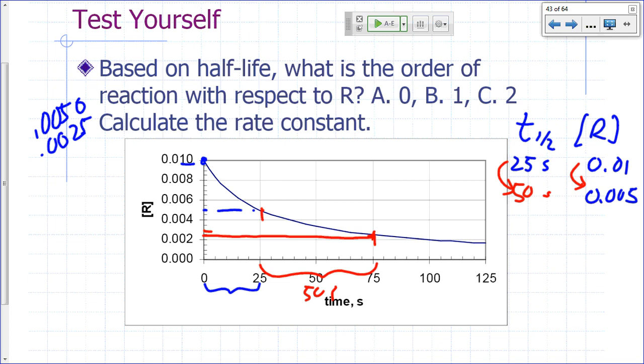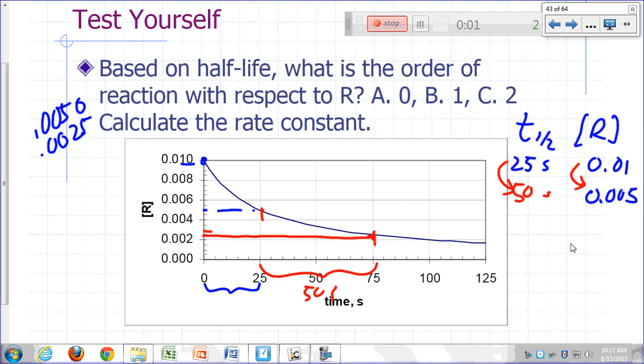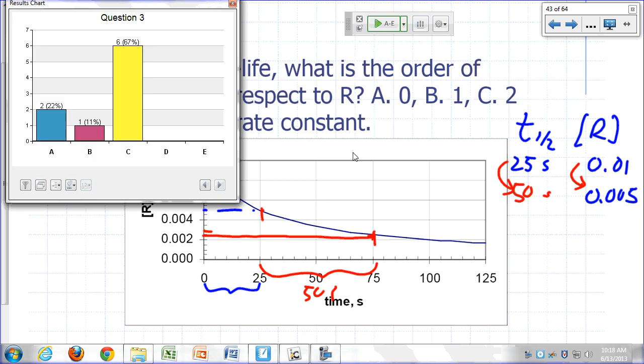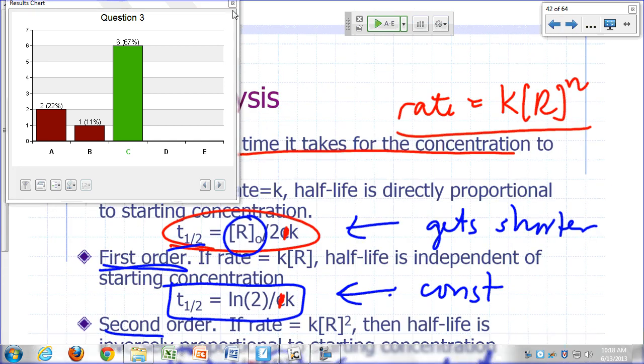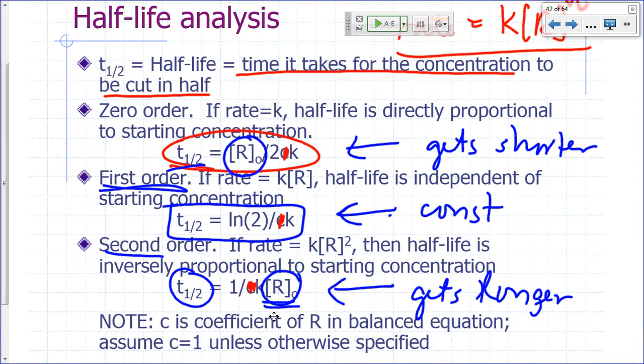So is this thing zero order, first order, or second order based on the information I gave you earlier? Okay, it is second order. If as the reaction progresses, the half-life gets longer, it's second order.